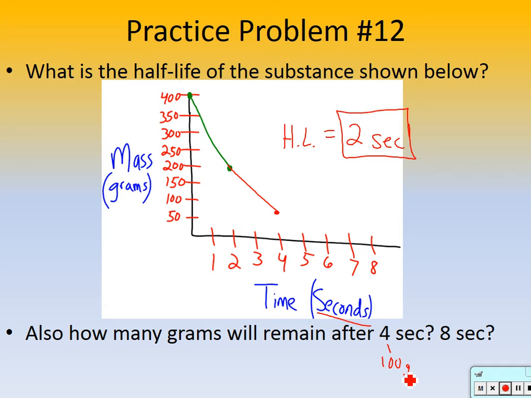Okay. What about after 8 seconds? Okay, well, let's do it one half-life at a time. A half-life is 2 seconds, so another 2 seconds, how much is going to remain? 50. Okay. So again, this was 200 grams, so half that's 100. This would be 50 grams. So at 8 seconds, how much is going to remain? 25. Yeah, it's just going to be 25 grams. So after 8 seconds, 25 grams. Okay, good job.